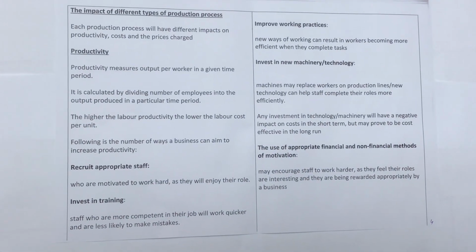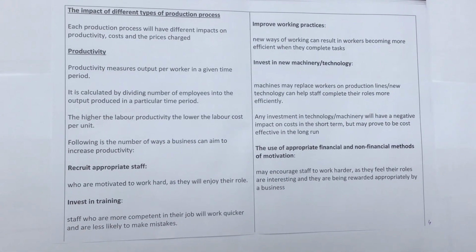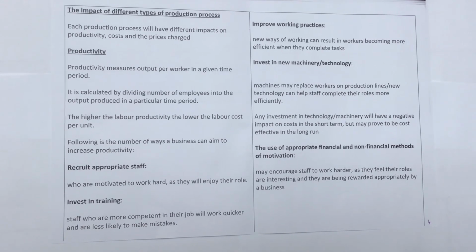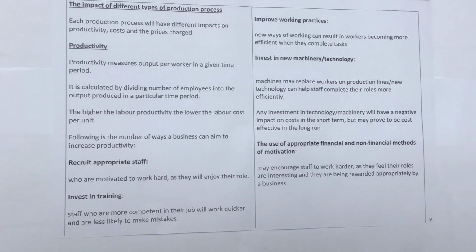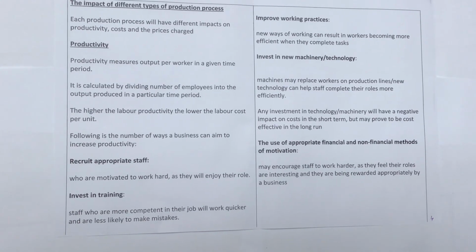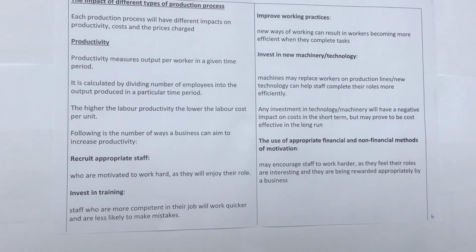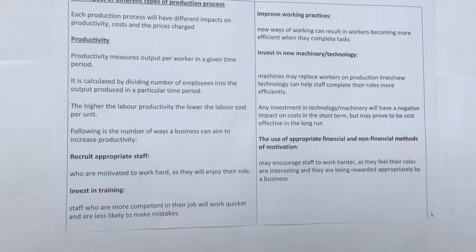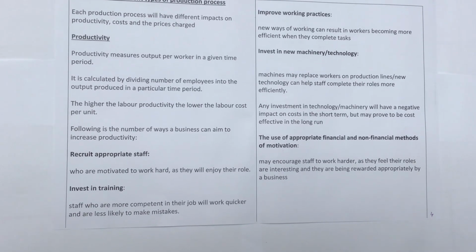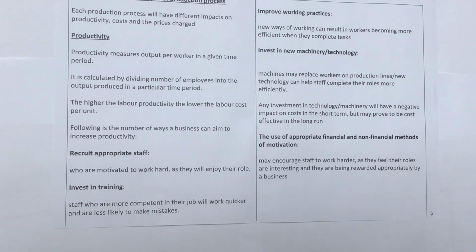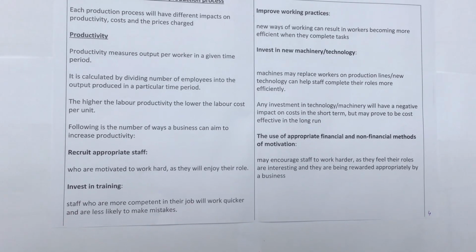The impact of different types of production processes. Each production process will have a different impact on productivity, costs and prices charged. Productivity measures output per worker in a given time period. So basically it's calculated by dividing the total output by number of employees. The higher the labor productivity, the lower is the labor cost per unit.